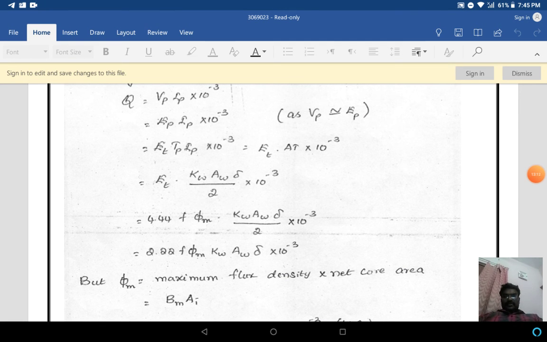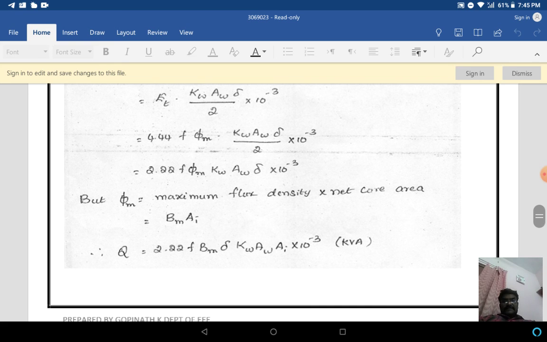From this we came to know ET is 4.44 F phi m. So we can substitute the values of ET and AT: 4.44 F phi m multiplied with Kw AW del by 2 into 10 to the power of -3. If you simplify this, we will get 2.22 F phi m Kw AW del into 10 to the power of -3.